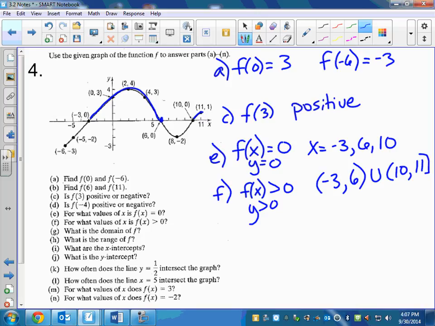Domain and range, those are just the x and the y values, which these are closed domain and range because it stops and starts. I'm not going to go through all these, but I can answer questions tomorrow if you have more questions. But x-intercepts and y-intercepts, think about x-intercepts are where it crosses the x-axis. Y-intercept is where it crosses the y-axis, or it's when the other one equals 0.